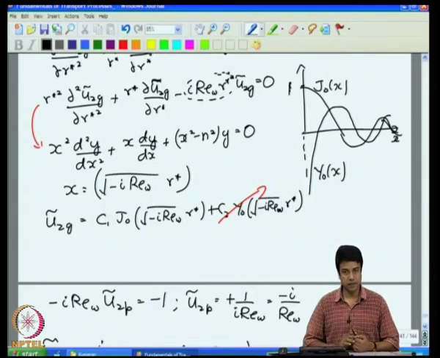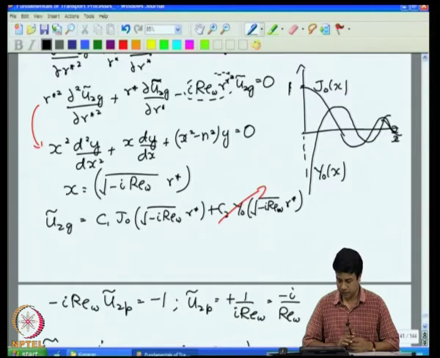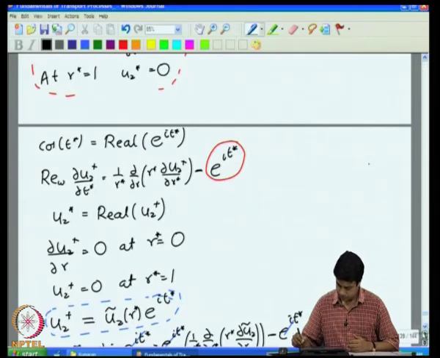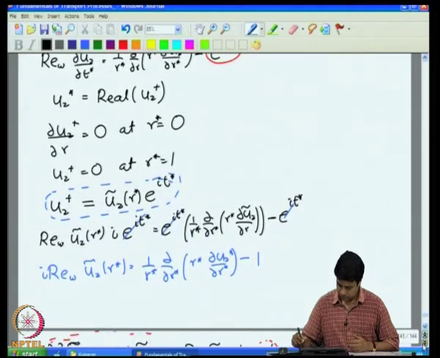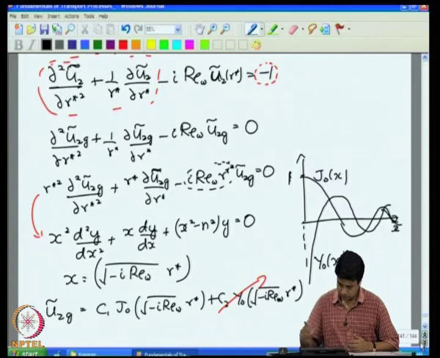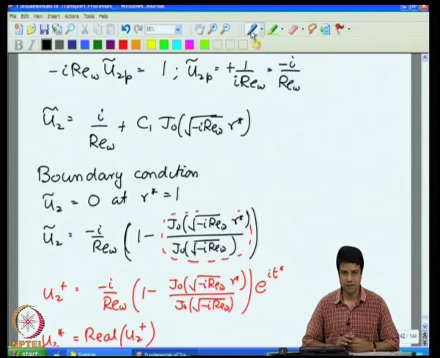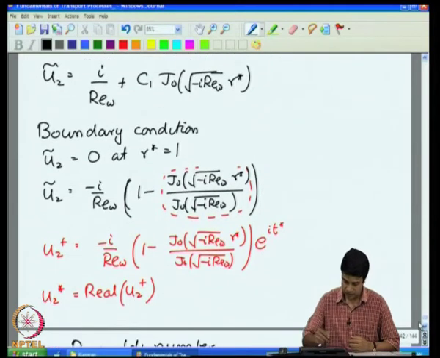Since Y naught of x starts at minus infinity, if the constant c 2 were non-zero, then the general solution for the velocity would go to infinity at 0. So, since we cannot have that, therefore, the constant c 2 has to be equal to 0. So, we got the particular solution as just a constant. That is the simplest particular solution that will satisfy this equation. So, we got the particular solution as just a constant, the general solution as a Bessel function, and from that we constructed the total solution.